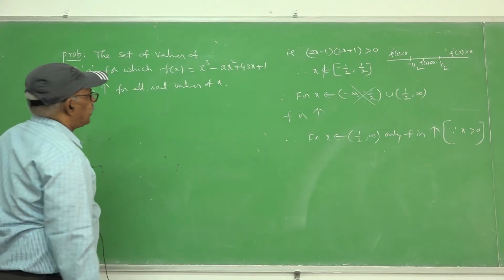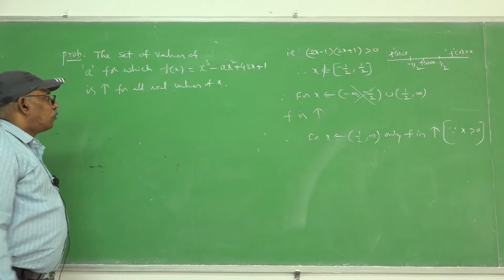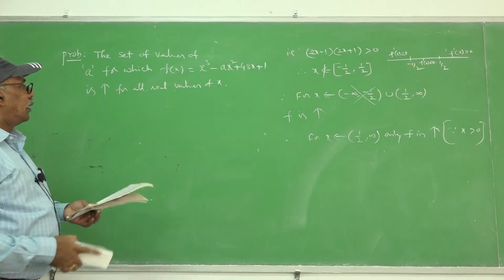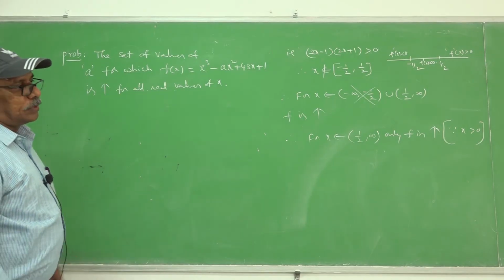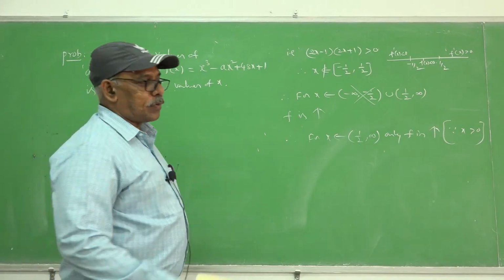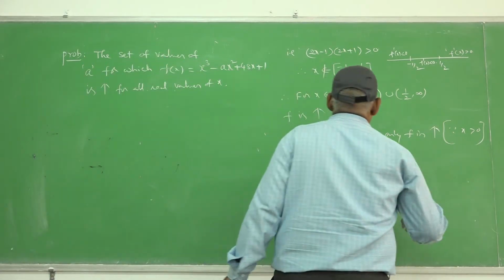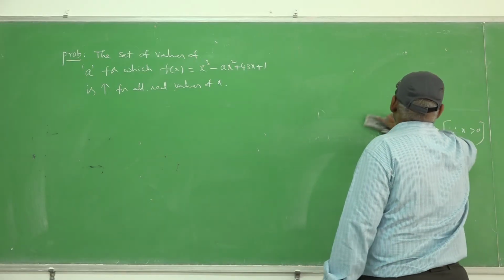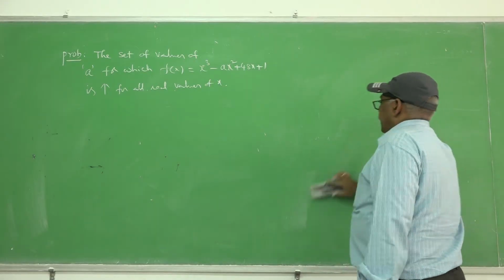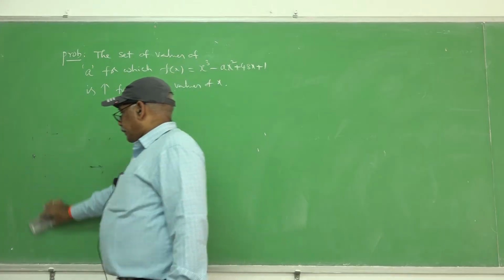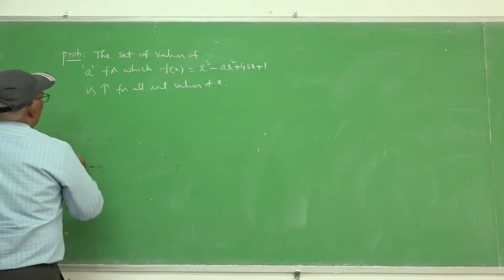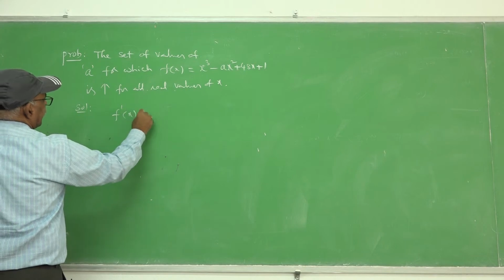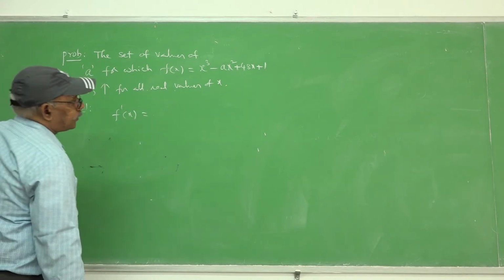For all real values of x, once the function is increasing, then you have to find the set of values of a. For what values of a is it increasing? For this, let us consider f dash x, the first derivative of the given function.